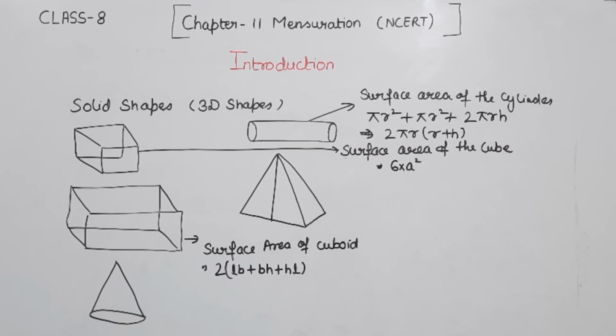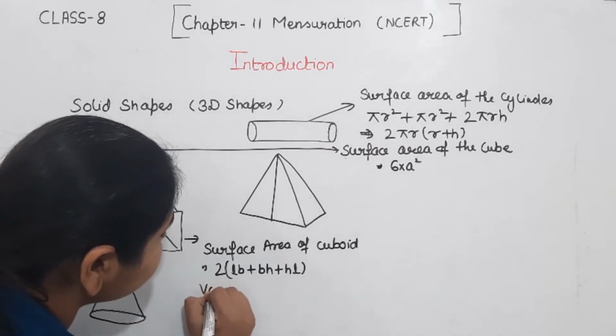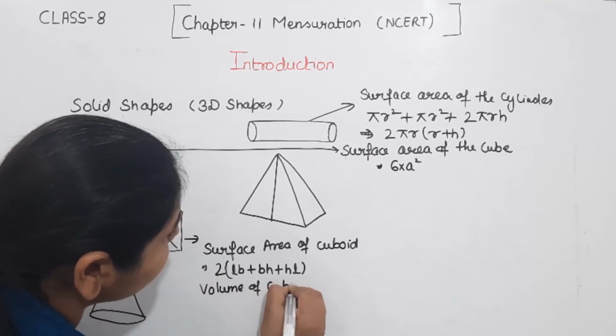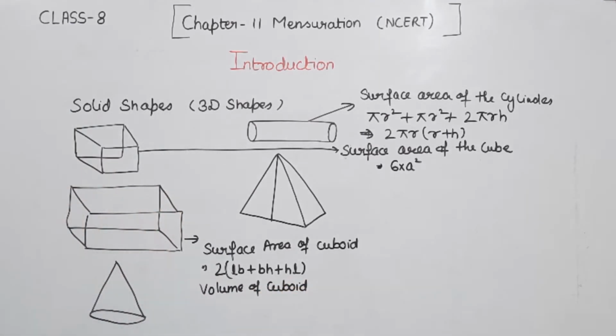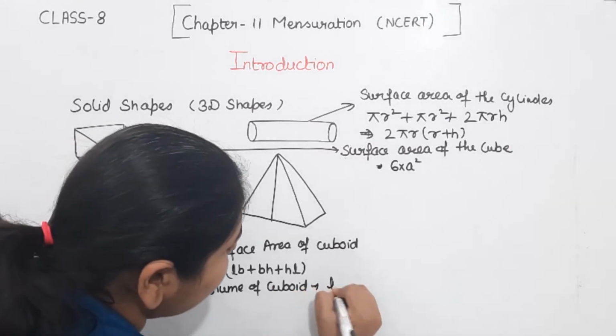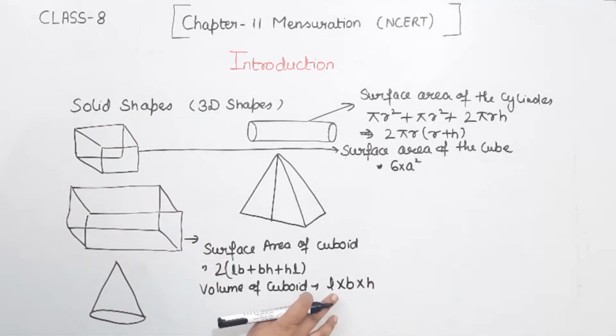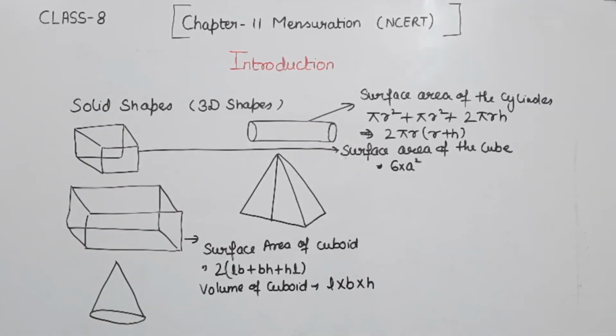Now we are going to write the volumes. First of all, we are going to start with the volume of cuboid. We are going to find the volume of the cuboid. As we know, volume is the amount which can be filled in the given figure. So the volume of the cuboid is equal to L into B into H, that is length into breadth into height. So this is the volume of the cuboid.